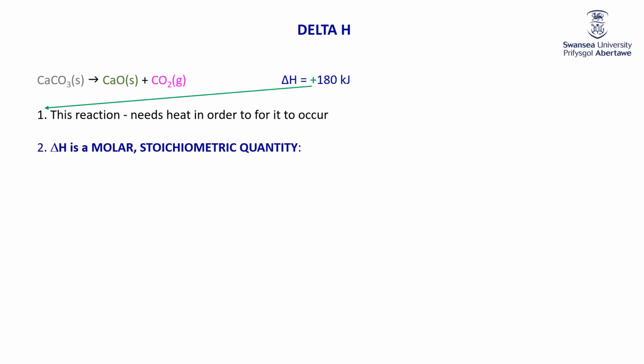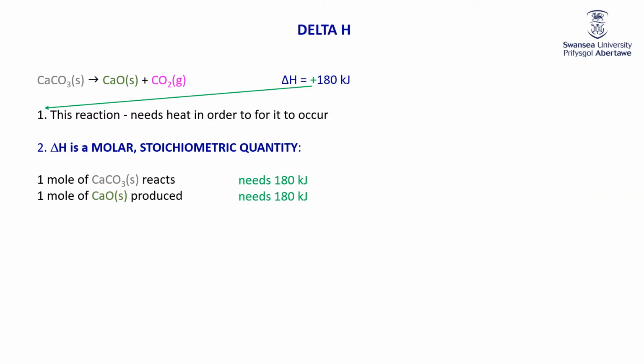Secondly, as I said, delta H is a molar stoichiometric quantity. What that means is that when 1 mole of calcium carbonate reacts, because in this equation it's 1 mole, then it will need 180 kilojoules. 1 mole of calcium carbonate, delta H plus 180 kilojoules. The plus means it needs it. Similarly, every time that we make a mole of calcium oxide, we will need 180 kilojoules. And every time 1 mole of carbon dioxide is produced, it needs 180 kilojoules.